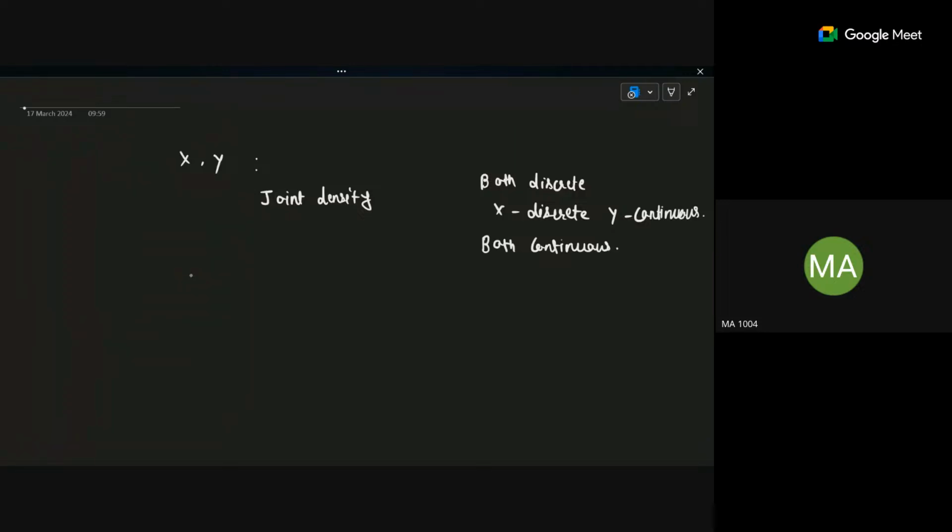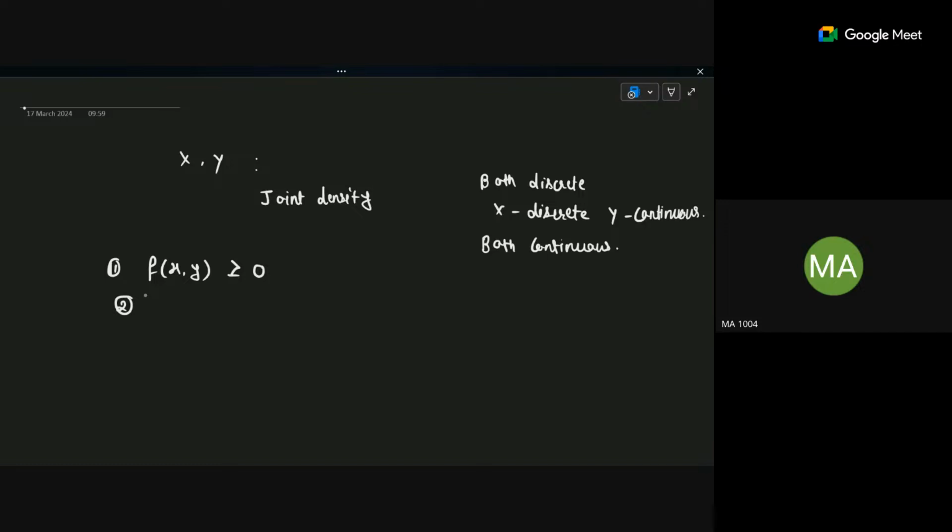So let's say both are continuous. If your x and y are continuous random variables, then the notation for joint density is f of x comma y. It is said to be a joint density function if it satisfies some rules. The first rule is it should be positive, always non-negative. And the second one is that the integration over the support will be equal to 1.